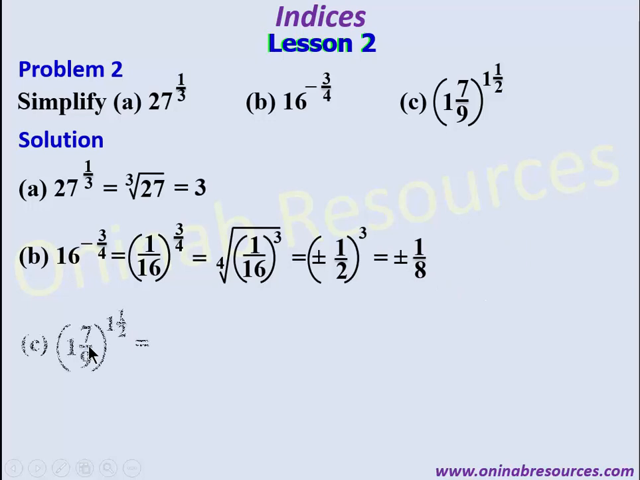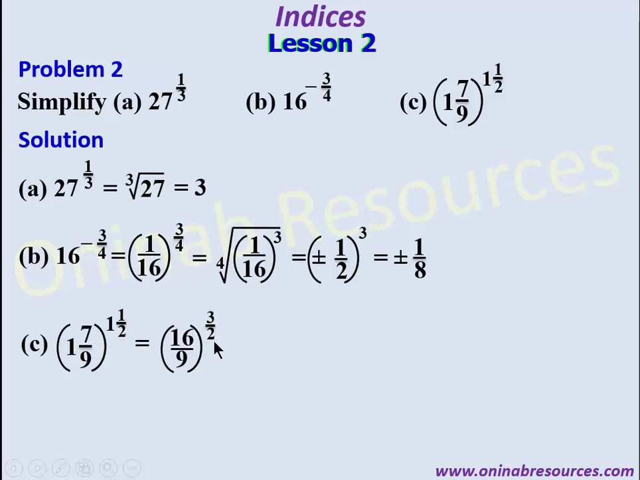Then we go to problem 2c. In problem 2c, this is mixed fraction, so we change them to improper fractions. 9 times 1 is 9 plus 7 is 16 over 9, then to the power of 3 over 2.